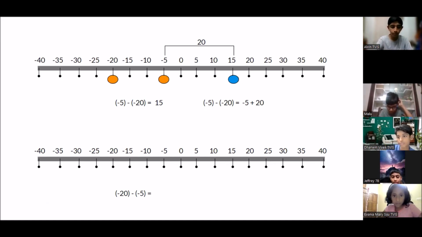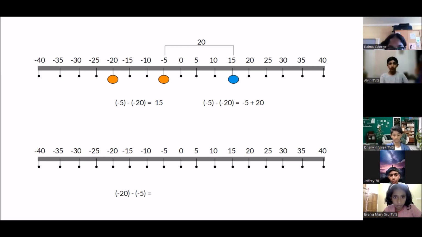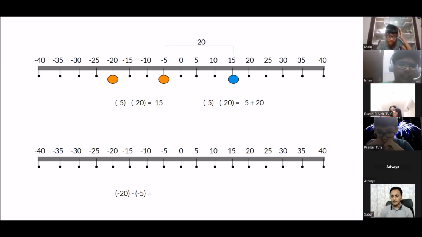Ivania, you want to explain? In money terms, minus 20 means we are under debt of 20 rupees. That is the starting point. Then what happens? First, we had a debt of 20 rupees. But a friend gives us 5 rupees, which changes our debt to a debt of 15 rupees because we have given 5 rupees back. Okay. Malu, what is your definition? What is your scenario?